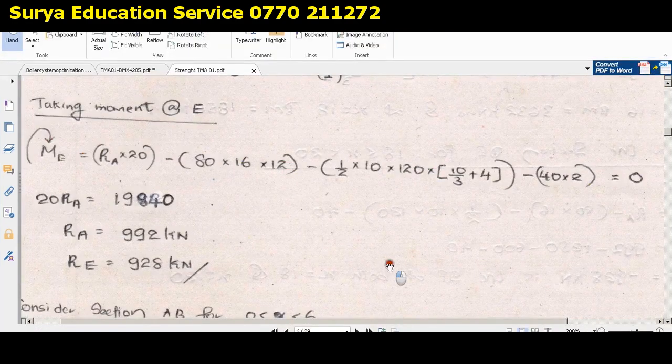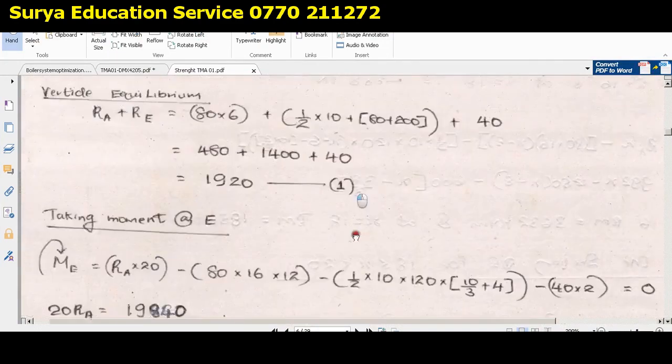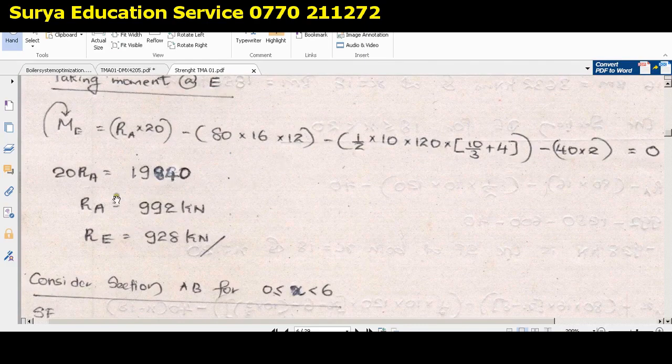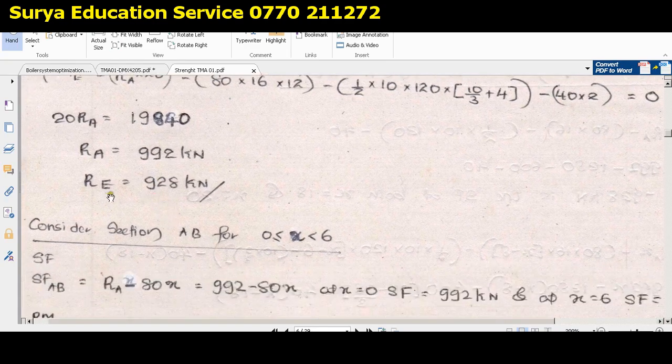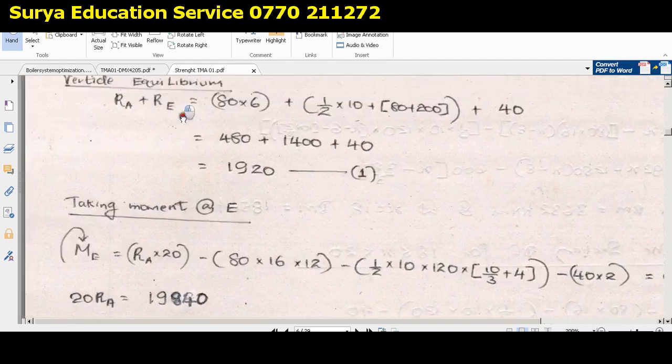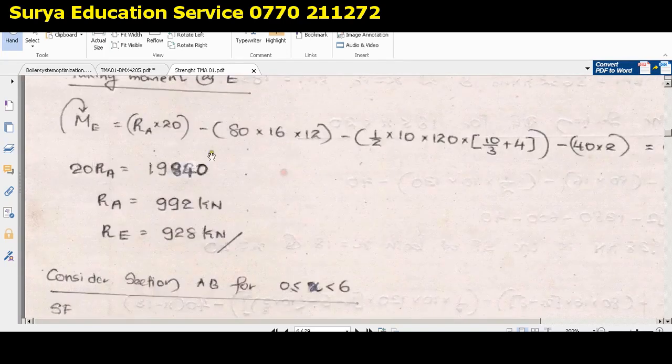So that means now you have two forces, you have two equations, this one and this one. From the moment equation you can evaluate Ra, because you got the moment at the point E. Then by considering the other equations, you can evaluate Re, because from this one you can evaluate Ra, and that value you can put here, and you can find the reaction forces.